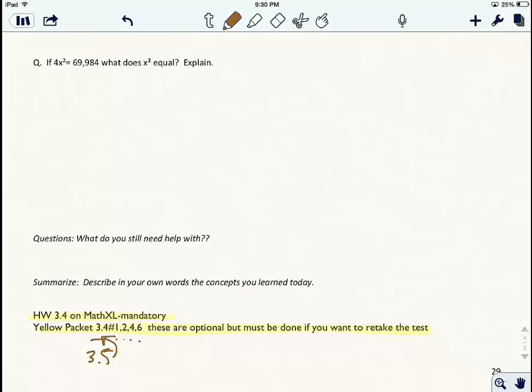If you choose not to do these, that's fine. If in your math lab, you may have to do them anyway. But if you don't do these and you want to retake the test, you'll have to get these done first.